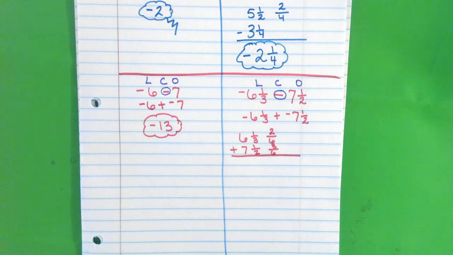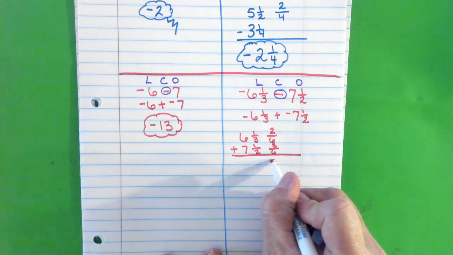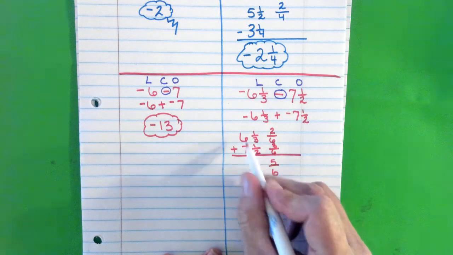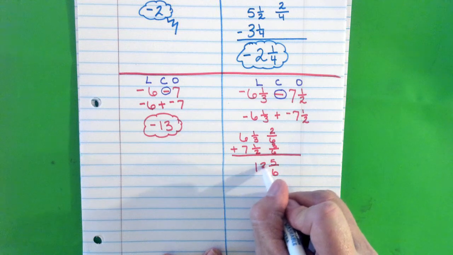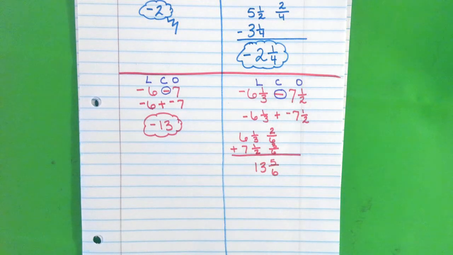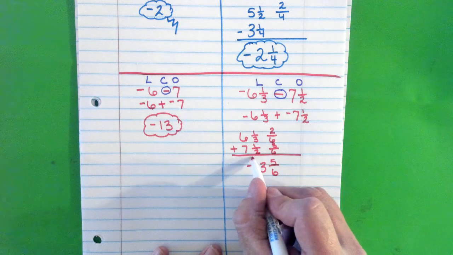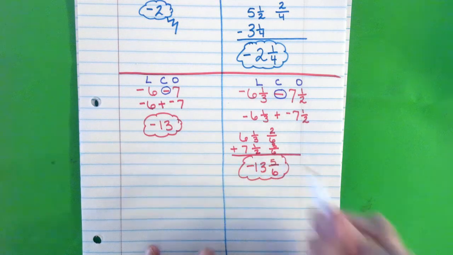Okay, let's add those together. What's 2/6 plus 3/6? 5/6. That's hard to say. And 6 plus 7 is 13. Now, would our answer be a positive or a negative? Negative. Negative 13 and 5/6. And we're done.